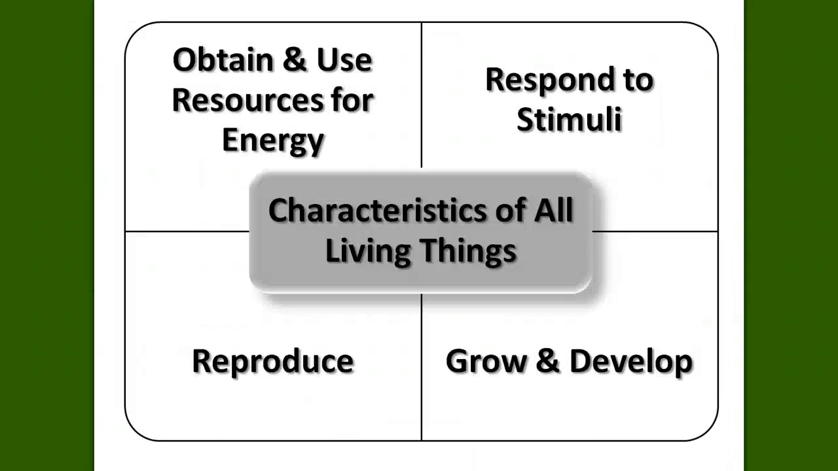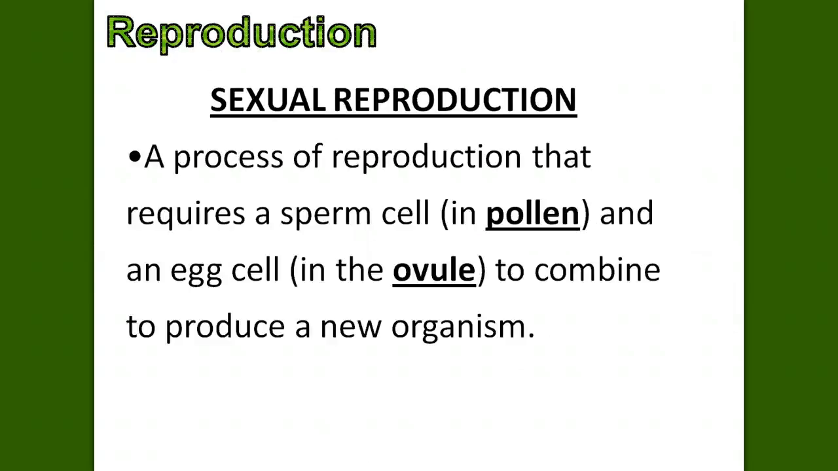Reproduction. At this point, you should be filling out the form that looks like this. So, reproduction, sexual reproduction. A process of reproduction that requires a sperm cell in pollen and an egg cell in the ovule to combine to produce a new organism. So, if we're not talking sperm and egg, then we are not talking sexual reproduction. So if there's not a sperm and there's not an egg to join together, then there's not sexual reproduction.